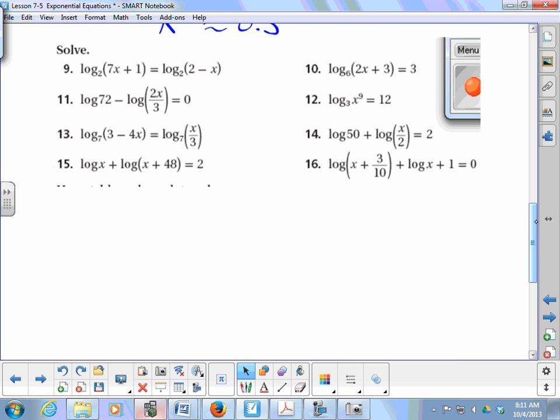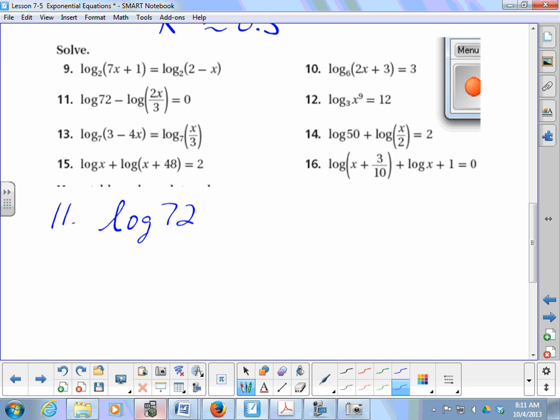Number 11. All right, so here we have log of 72 minus the log of 2x over 3 equals 0. Now, I really have two options in this case.